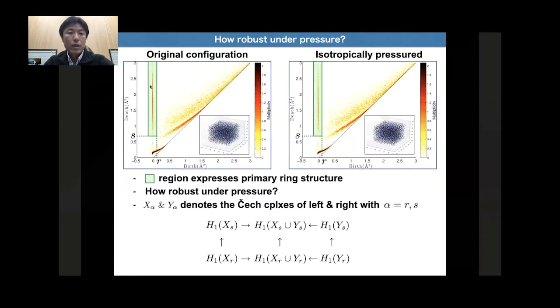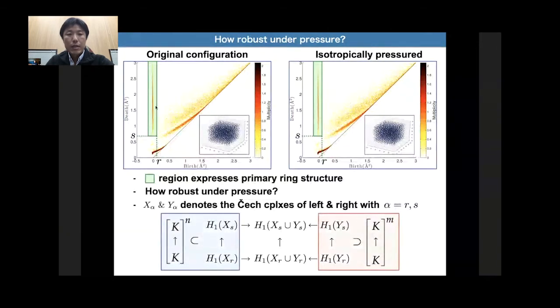So first of all, in order to study these two generators, we consider this type of commutative diagram constructed by the Čech complex X for the left configuration. So here X with parameters R and S means the Čech complex of the left atomic configuration, and Y is the Čech complex constructed from the right atomic configuration with parameters R and S. And then since these generators can be characterized by the birth time less than R and the death time greater than S, each generator can be expressed by this type of two-length interval. Is it okay? So each generator has birth time less than R. It means that we have one vector space here, and the death time is greater than S.